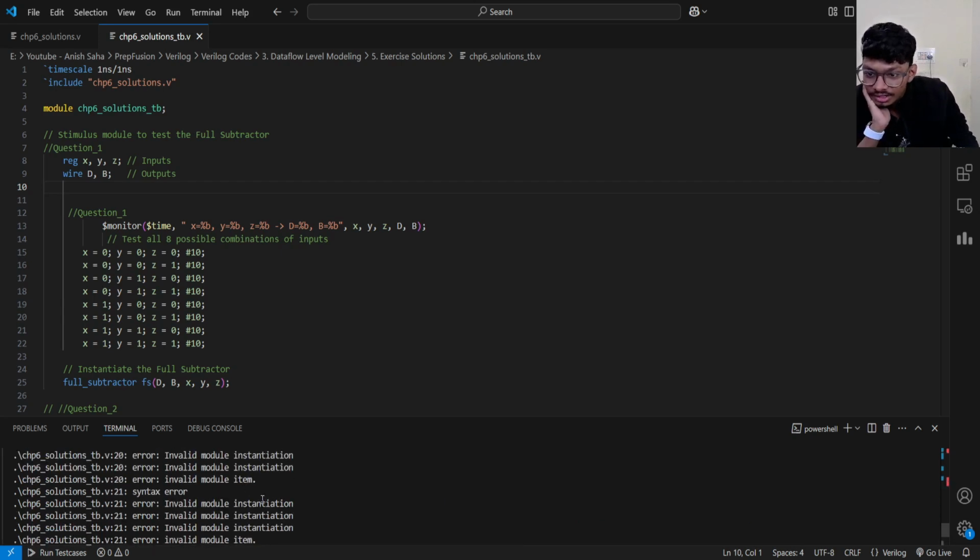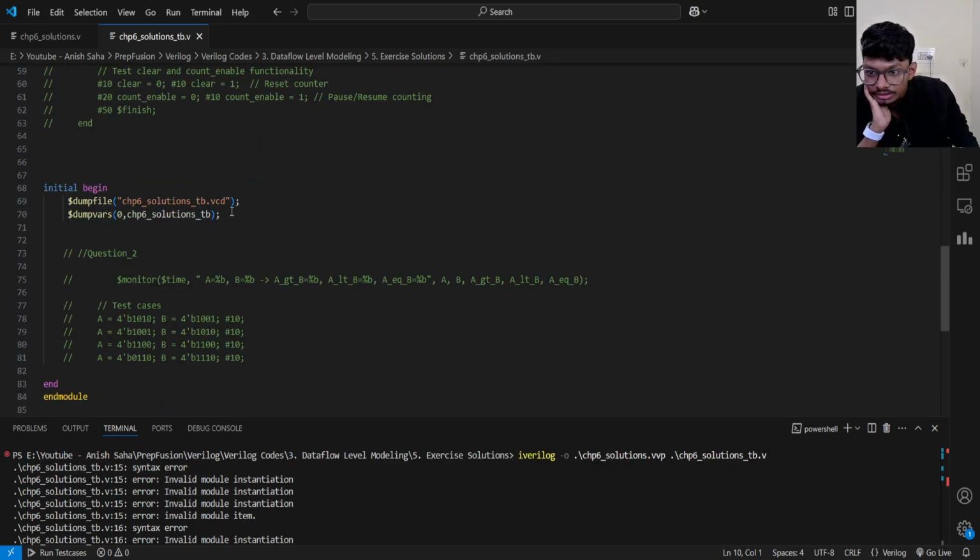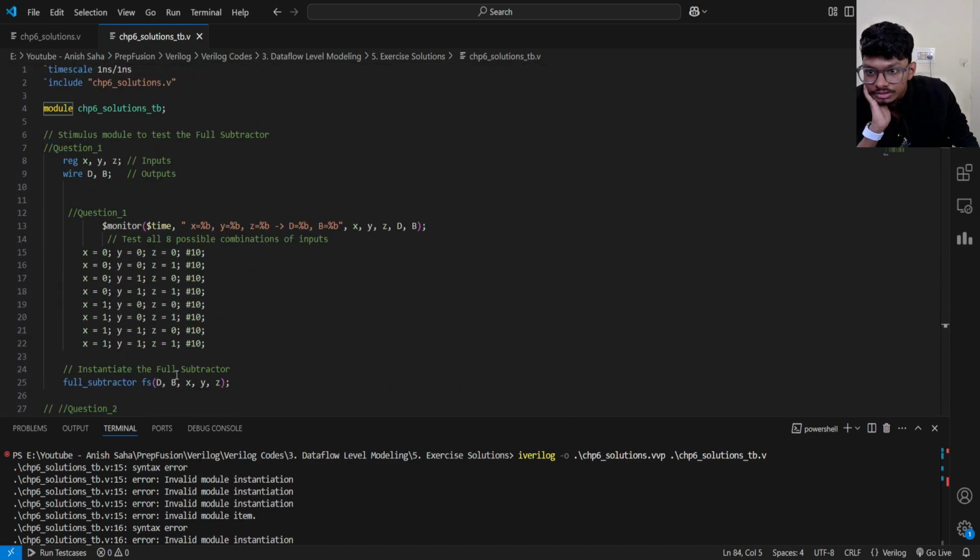Now a lot of errors it is giving, invalid module instantiation. So am I doing okay? No, none of the modules are getting instantiated here. Some endmodule is here. Okay, line 15, line 15 is here.